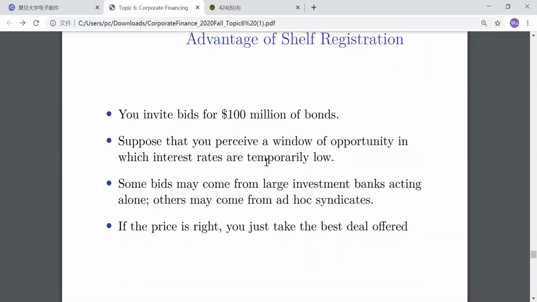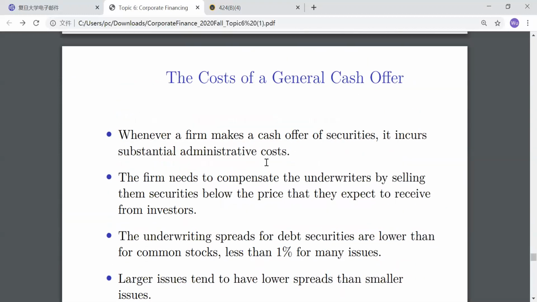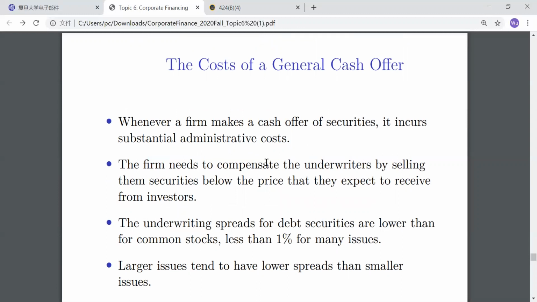Some bids may come from the largest investment banks and others come from ad hoc syndicates. So in order to capture this very short-term window of opportunity, you want to register in advance so that you don't miss it. Because the registration process is quite lengthy and takes a couple of days, and maybe the window for this opportunity is only a couple of days, this is the advantage. If you issue the shares using the general cash offer, there are costs associated with that, which are substantial administrative costs.